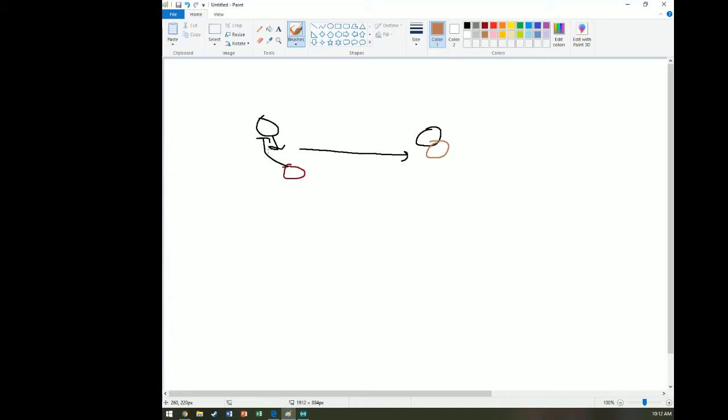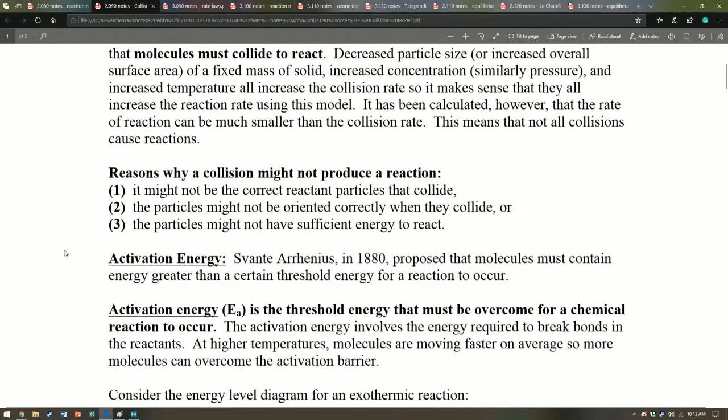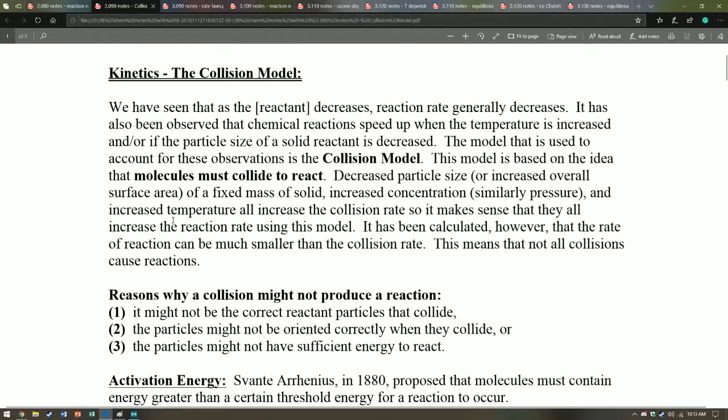And if we go back here, we now consider three major things about why a collision matters. So molecules must collide in order to react is the basic idea here. And some important things to note about this collision is that A, you must have the correct reactant particles for the collision to be successful. B, they must be in the correct orientation, like spatial arrangement. They can only collide if they're in a certain spatial arrangement relative to each other. And the last bit is that they must have sufficient kinetic energy in order to cause a reaction.